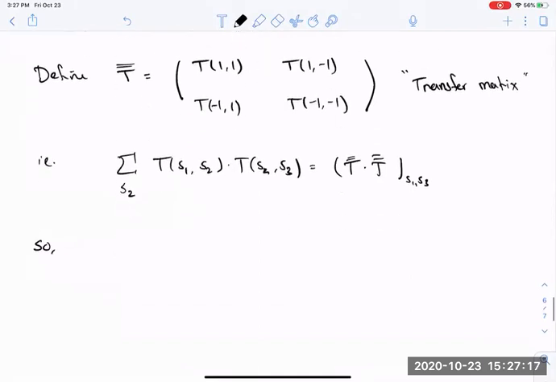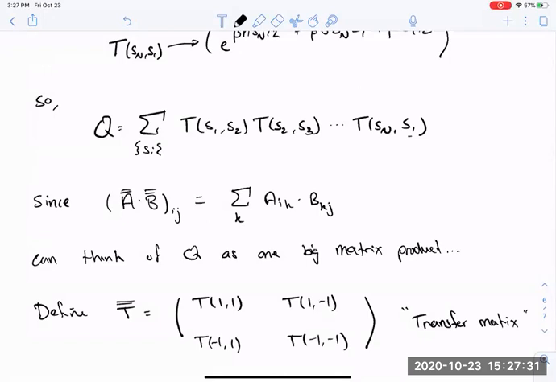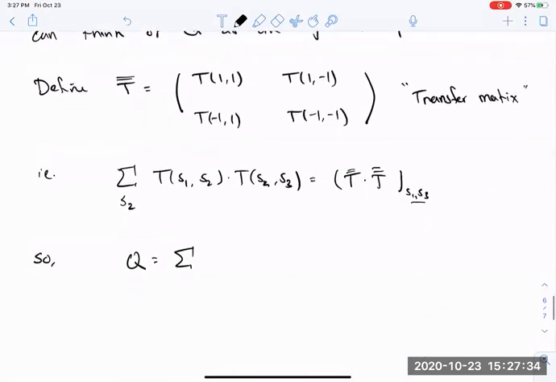That realization lets us then write Q as a sum over the outside indices, which in this case are S1 and S1. So that's a sum over S1, that transfer matrix to the nth power, the S1, S1 element. That is nothing other than the trace over this transfer matrix to the n.